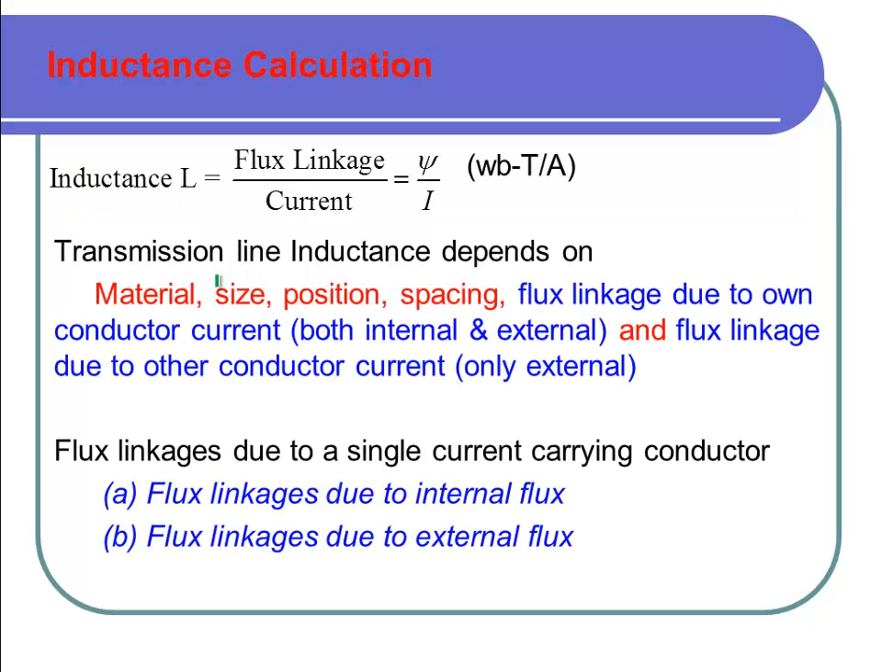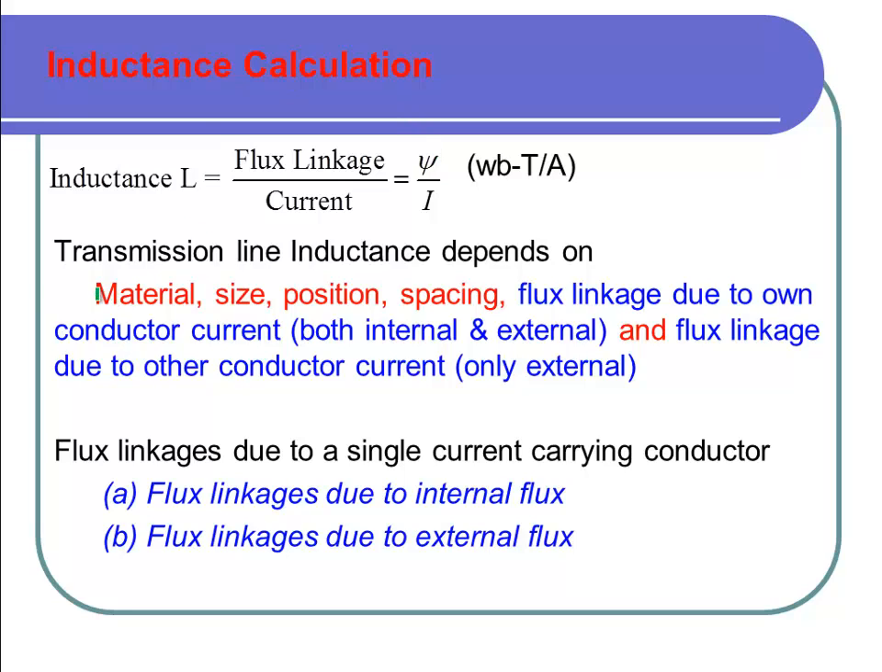We will think about what is meant by inductance. We know the formula: L is equal to flux linkage by current. That is, the flux linked on the conductor, either internal or external to the conductor, upon the current flowing through the conductor. So how does this inductance form, and what are all the factors it depends upon?